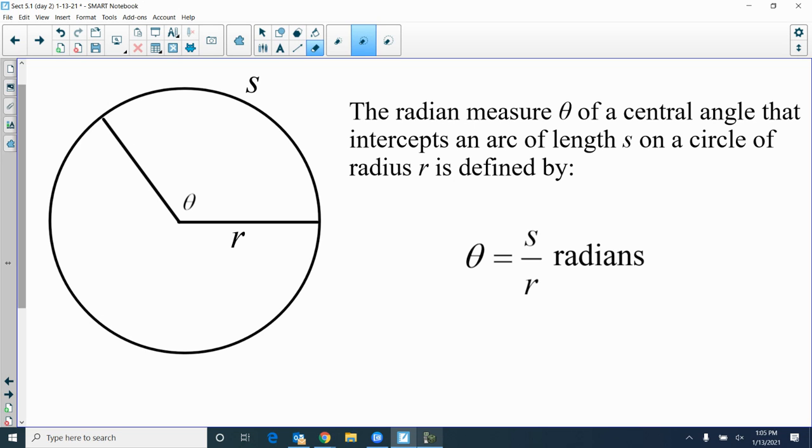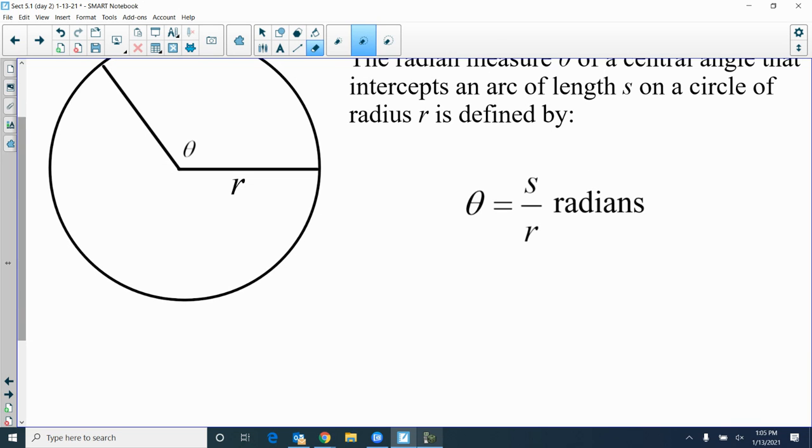Now, what happens if I multiply both sides by R? And this is what some of you did on that last one. You get S equals R theta. S will equal R times theta only if theta is in what? Radians. So what you did is you multiplied 9 times 120, I imagine, to get 1,080. That's not going to work. So theta has to be radians.